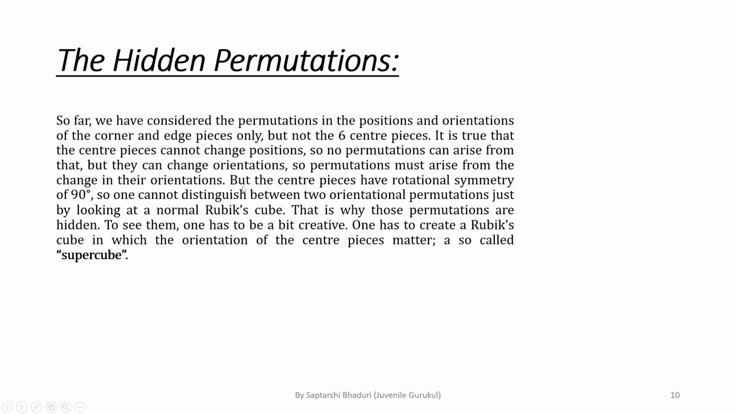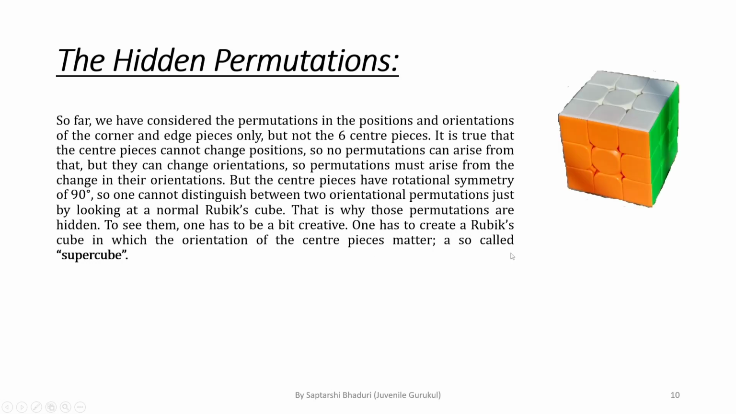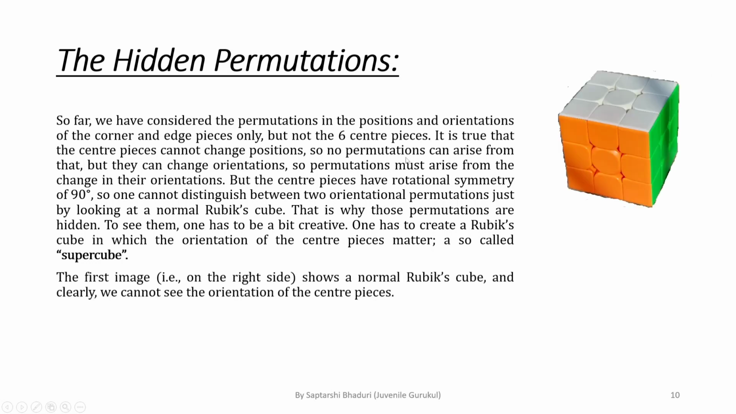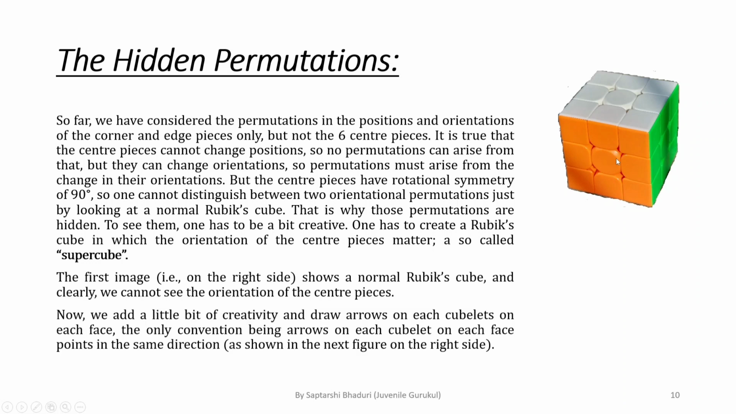But it is not visible as it has a rotational symmetry of 90 degrees, so one cannot distinguish between 2 orientational permutations just by looking at a Rubik's cube. That is why we have to be a little bit creative, and we have to come to the concept of a supercube. This is a normal Rubik's cube, and clearly we cannot see the orientation of the centerpiece. See, the orientation of the centerpiece doesn't matter.